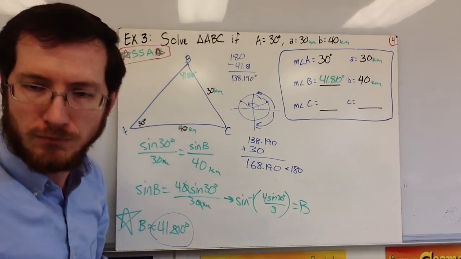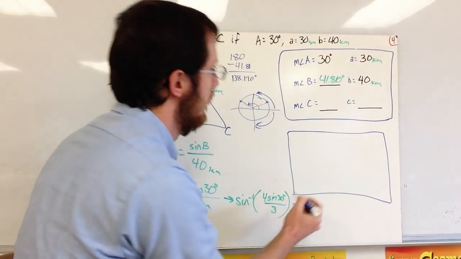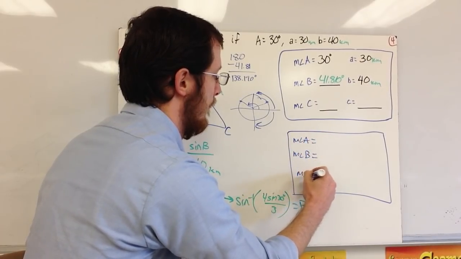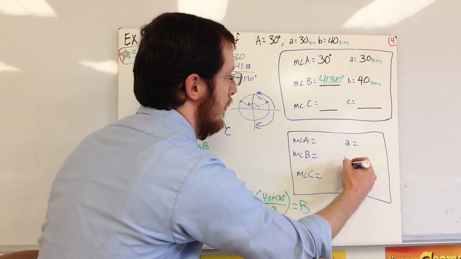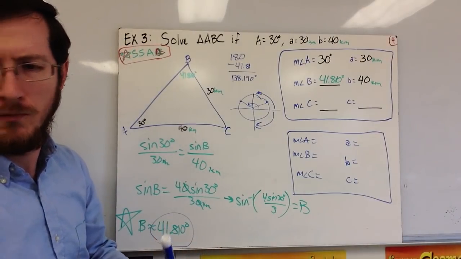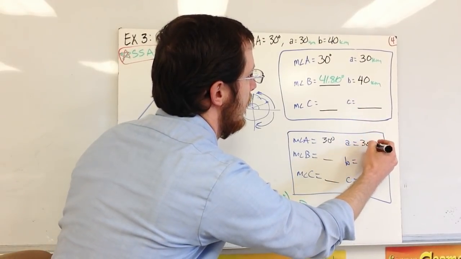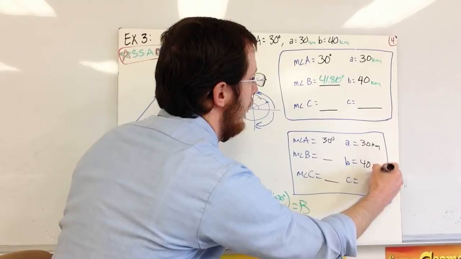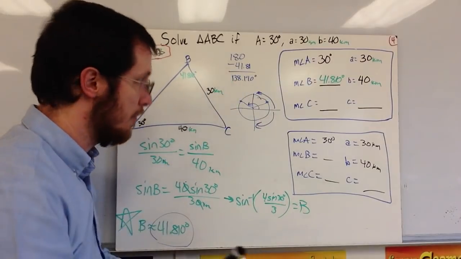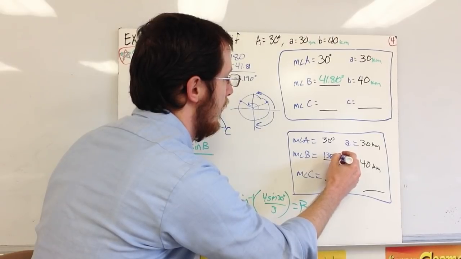So what we're going to want to do is build another table to house our other solution. Okay, our givens are going to be the same. So we've got 30 degrees, we've got 30 kilometers, 40 kilometers, and we're looking for those. Okay, so this time our angle B is going to be that other possibility. Okay, so it's going to be 138.190 degrees.